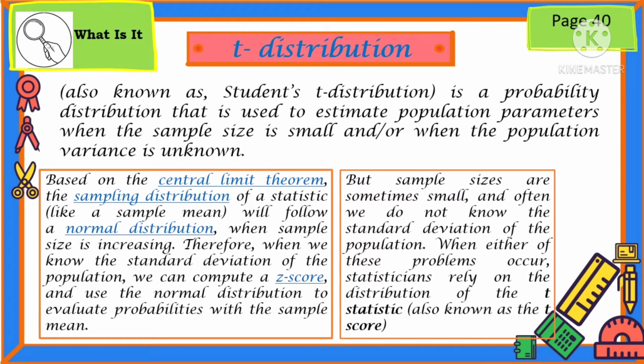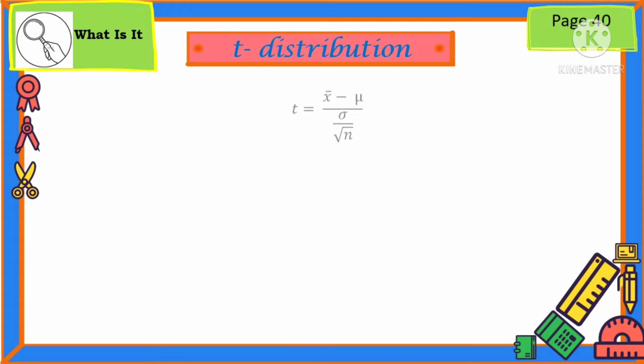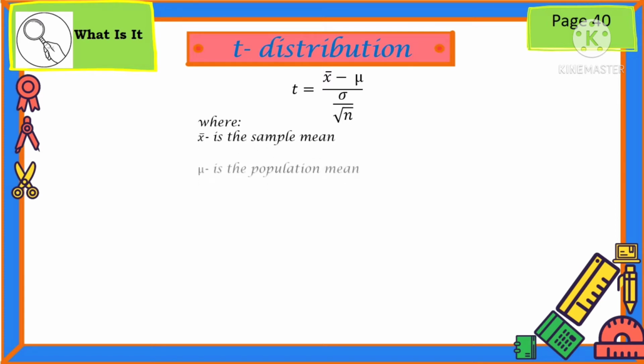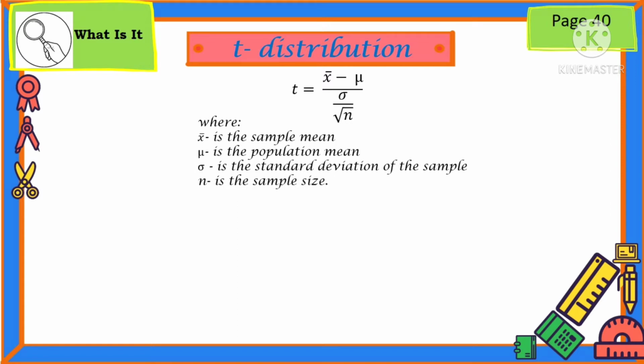But sample sizes are sometimes small, and often we do not know the standard deviation of the population. When either of these problems occur, the statisticians rely on the distribution of the T statistic, also known as the t-score. We have the T formula, that is t equals x bar minus mu over sigma divided by the square root of n, where x bar is the sample mean, mu is the population mean, sigma is the standard deviation of the sample, and n is the sample size.